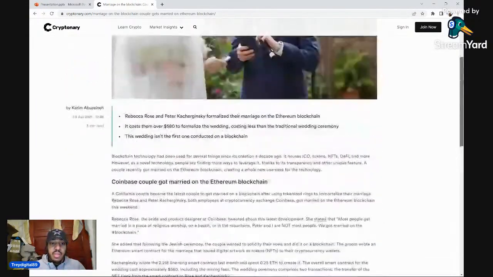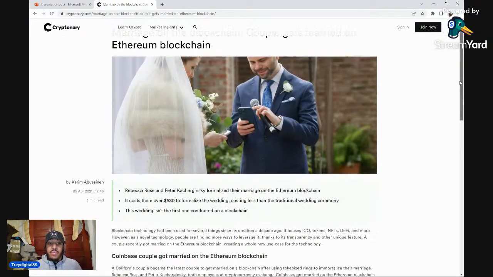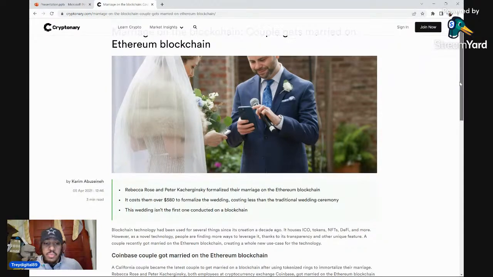I'll briefly read this. So Rebecca and Peter, I'm not going to say his last name, his last name is a lot, formalized a marriage on the Ethereum blockchain. It cost them only $480 to formalize the wedding, and it says it cost less than a traditional wedding ceremony.